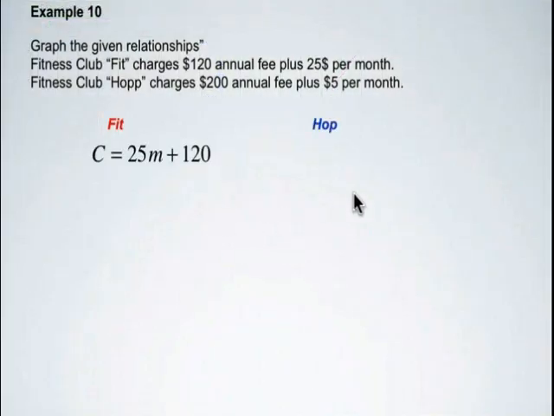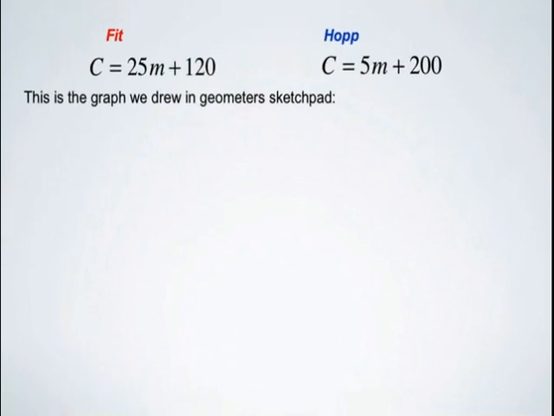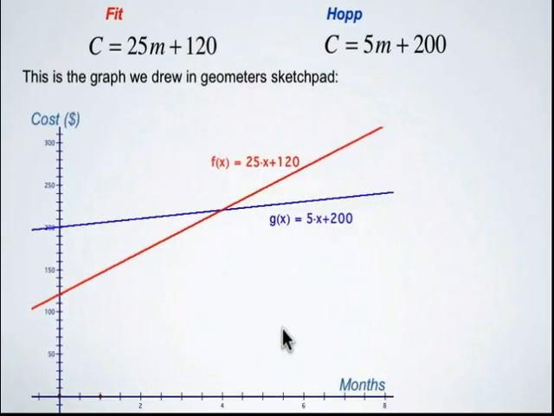If we're going to take a look at these on a grid, remember that we have C equals 25M plus 120 to represent Club Fit, and C equals 5M plus 200 to represent the cost of joining Club Hop. And so here's a look at what we drew in Geometry Sketchpad. And remember that months is going to be on your horizontal axis, and cost of belonging to the gym is going to be on your vertical axis. And so we're going to look at this a little bit differently in a second.